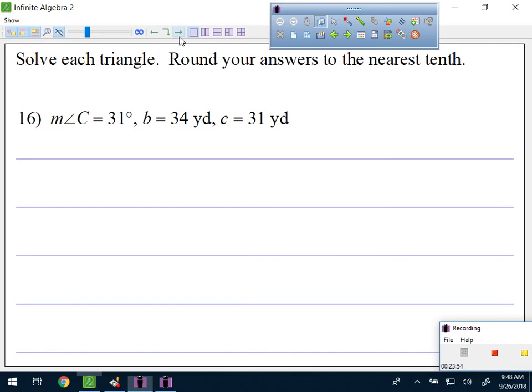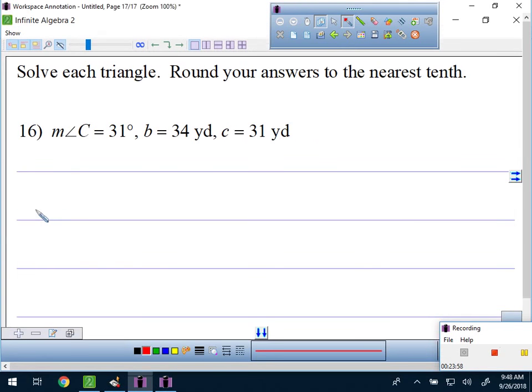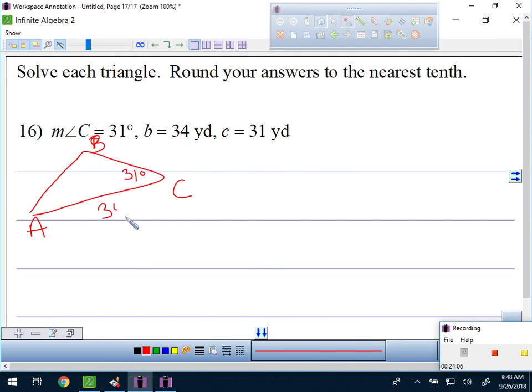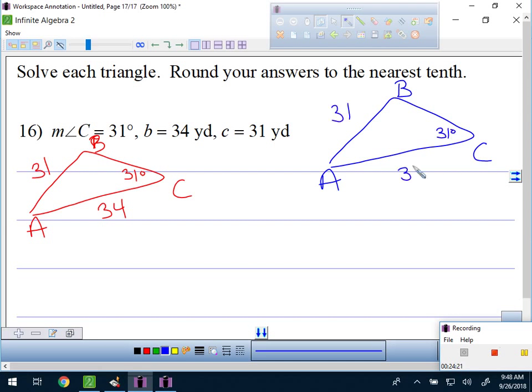All right, for 16, I bet it's ambiguous case. It says solve the triangle. So I'm going to draw a triangle, can't assume it's right, and I'm going to label it. So angle C is 31 degrees, side B is 34, side C is 31. It is ambiguous case because I give you 2 sides and an angle. So in the back of my mind, there might be a second triangle, so I'm going to go and label that with an angle that's 31 degrees here, this is 31, and this is 34.